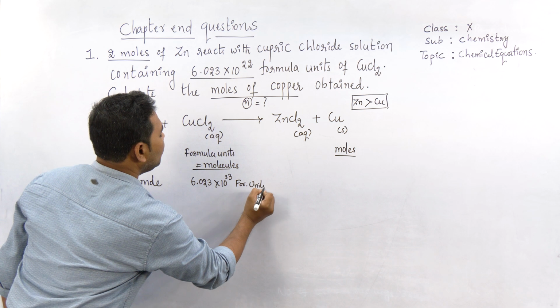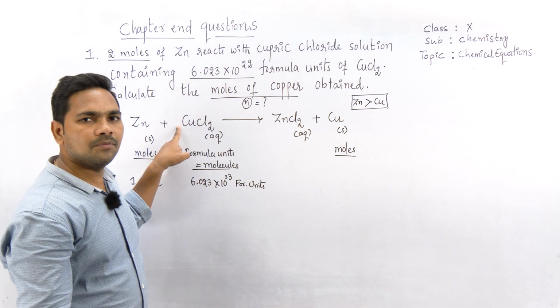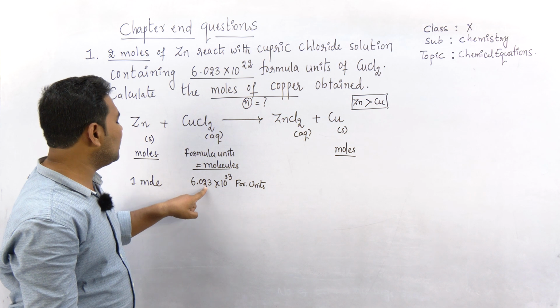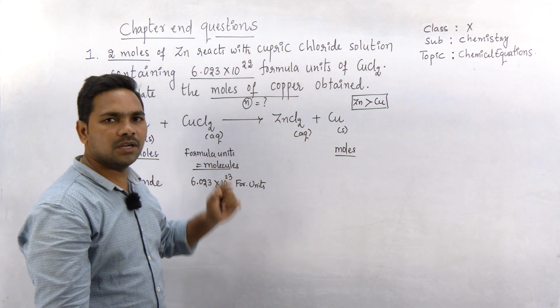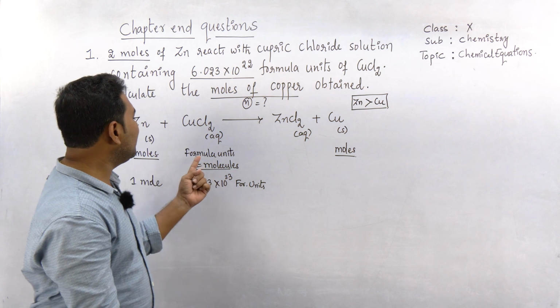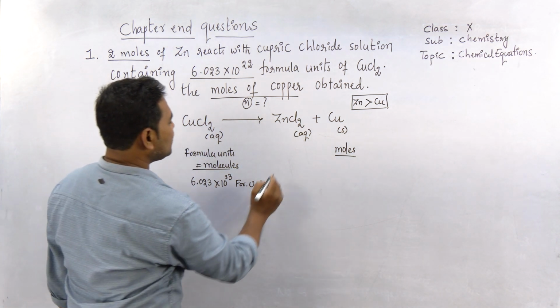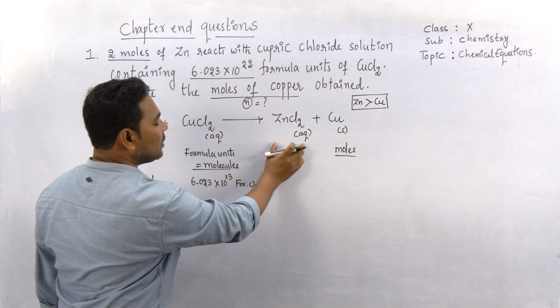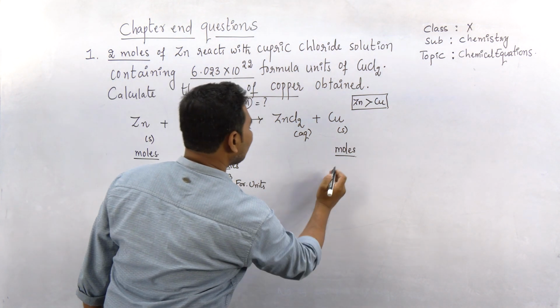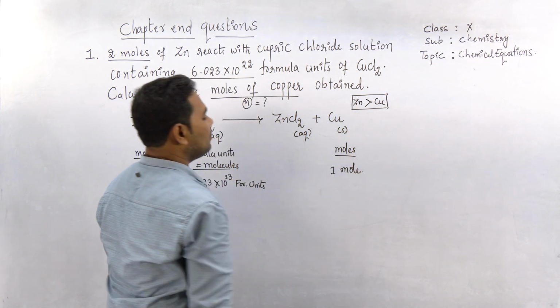How do we obtain this? Because it is 1 mole. 1 mole of any substance contains Avogadro number of particles. Since CuCl2 is an ionic compound, each particle is its formula unit. So Avogadro number of formula units. Zinc chloride is nowhere mentioned in the question, so we can ignore it for now. And moles of copper, how many moles? 1 mole copper is obtained.